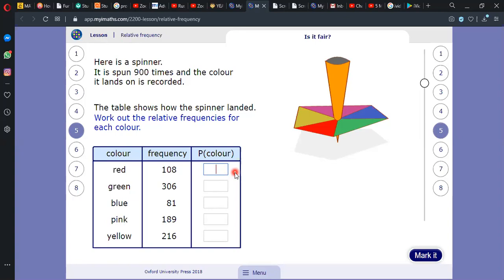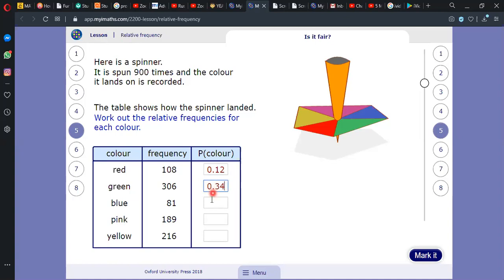108 divided by 900, what do you get? You should get 0.12. Then you go for the next one, 306 for green. So that would be 306 divided by 900. Divided by 900, you should get 0.34.